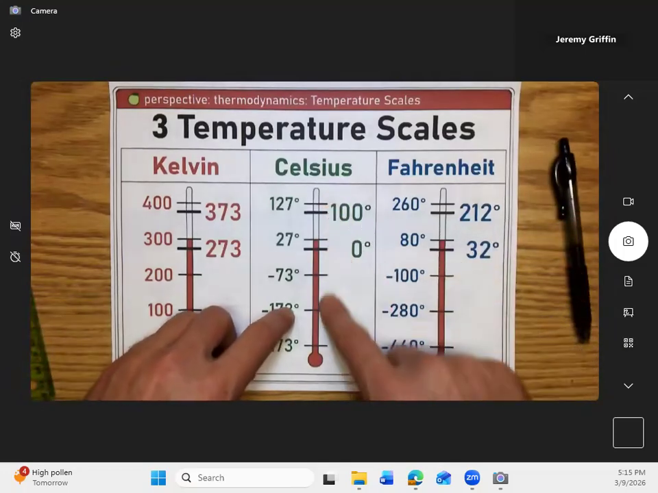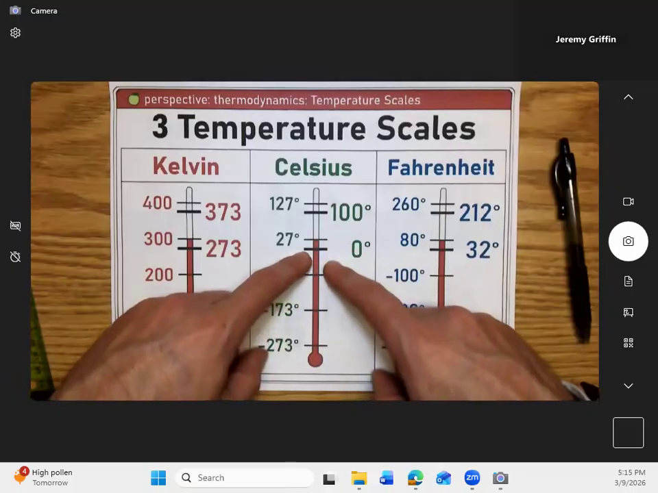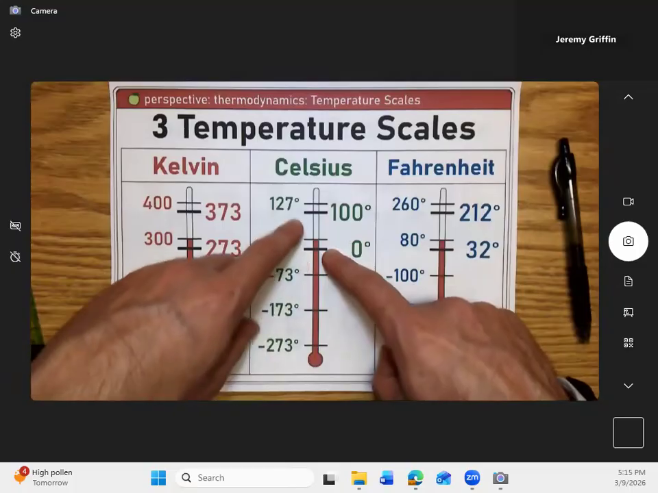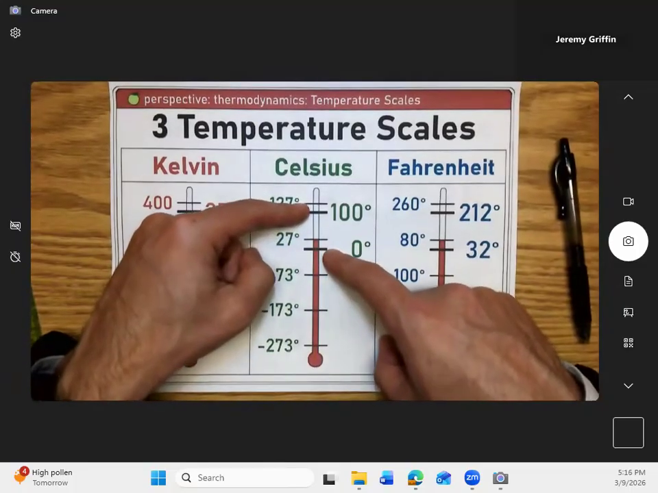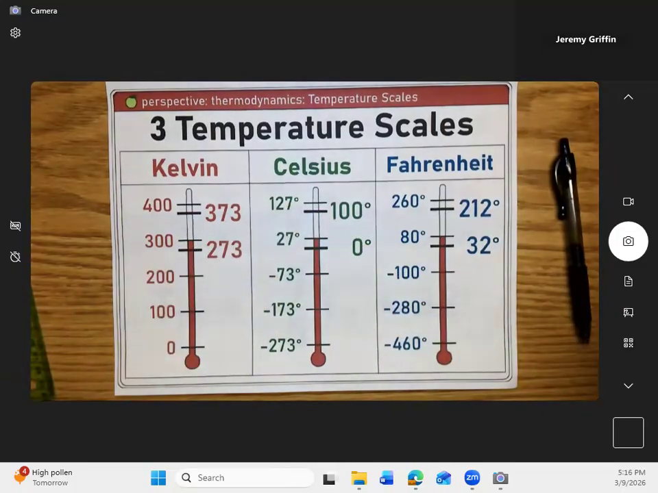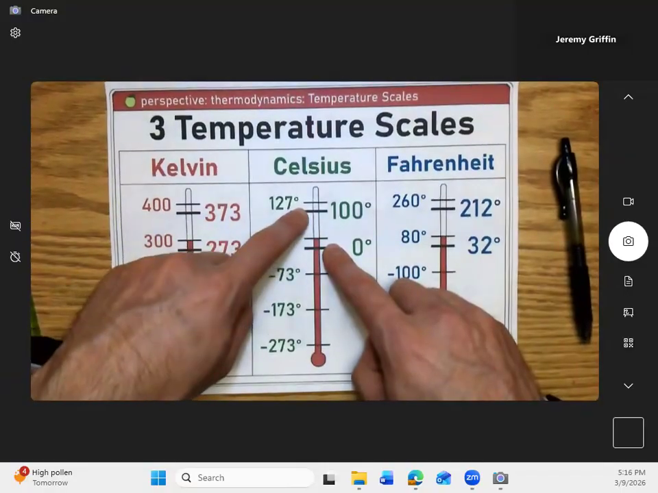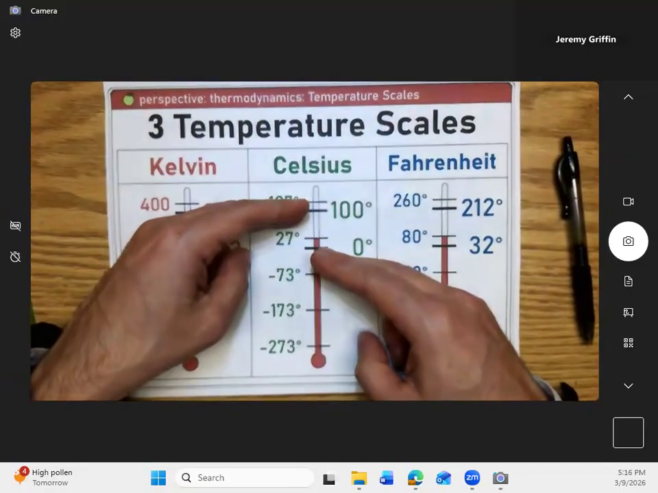Now, starting from the Celsius scale here, you guys know that water will either freeze or melt at the 0 degree mark, and it boils at 100 degrees Celsius. Now, really, that's only true at sea level, and that might change in the next day or two, when we ask what if you go up in the mountains. But we'll hold that for a different day. That's Celsius.